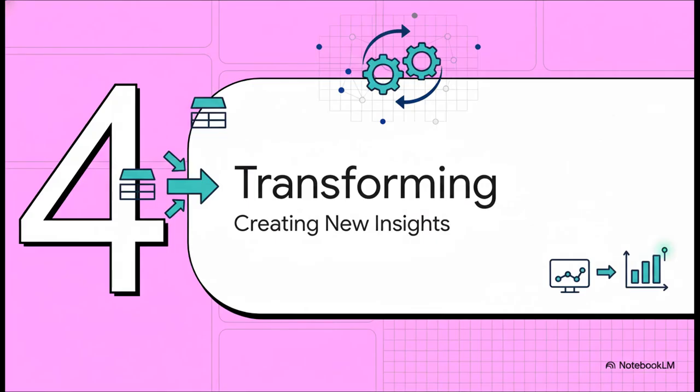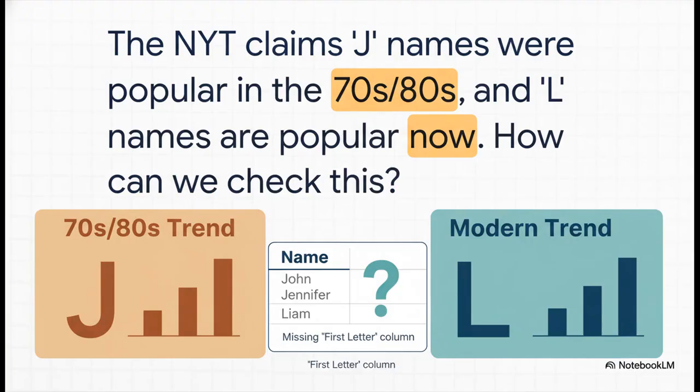So far, we've been filtering, summarizing, and connecting the data that we were given. But what happens if the column you need to answer your question just doesn't exist? Well, sometimes you have to create it yourself from the data you already have. This process is called transforming data. The article makes one last claim that we can test. It suggests that names starting with the letter J were huge back in the 70s and 80s, while names that start with L are popular today. But if you look at our data, there's no first letter column. So to check this claim, we're going to have to create that column by transforming our existing name column.